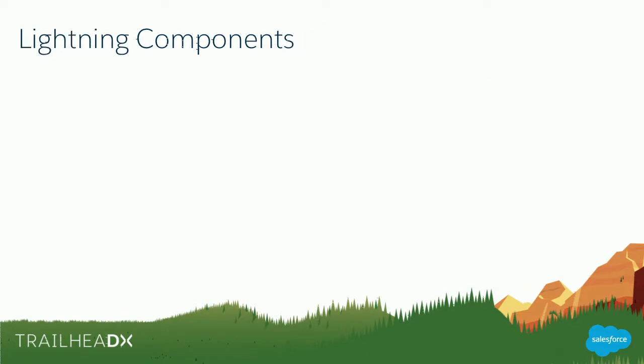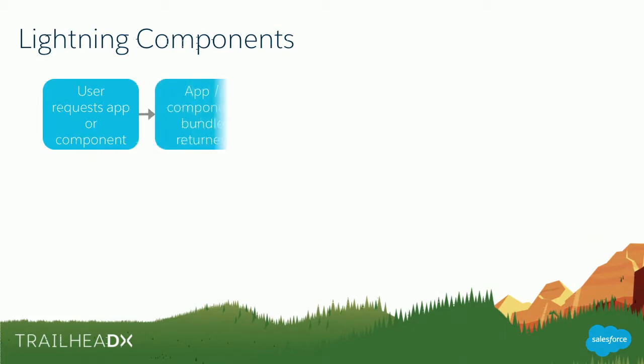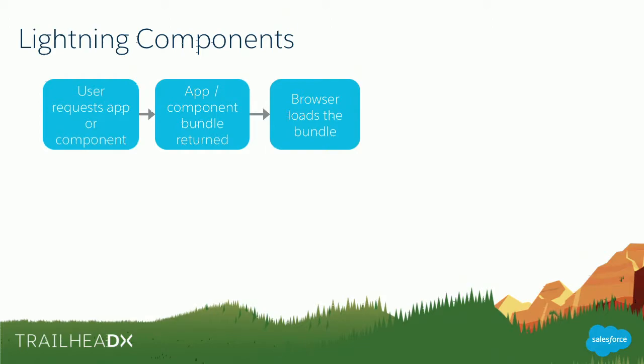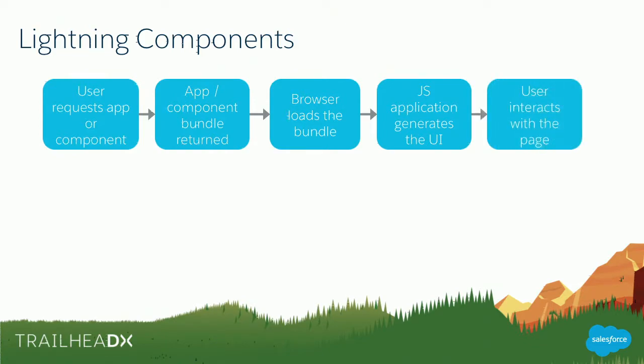So now we introduce Lightning components, the Lightning framework. Again, it begins with you requesting a page. This time you request an app or a component. So the component bundle is returned. The browser loads the bundle. This is all very similar to the application container in Visualforce. JavaScript generates a UI. And again, you interact with the page, and you only retrieve information that you need. If I do a search on my account search page, it will only return the component with the new account data. It doesn't have to refresh the whole page.